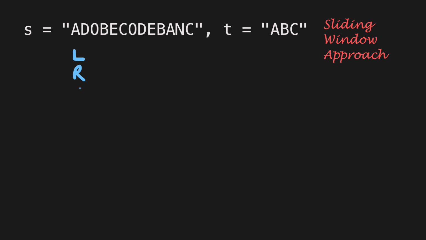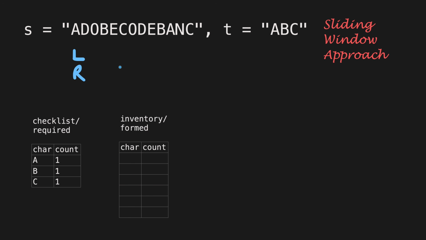So how can we do that? The answer is, just like the naive approach, we need to track the characters we need, which we get from string T, versus the characters we have. For that, we will need two frequency maps, which are nothing but hash maps. The first map stores the character requirements from string T, and we can think of it as our checklist or required map. Here, for example, we have one occurrence of A, B, and C in the checklist map, and the second map tracks the character counts inside our current window, which we can call the inventory or formed map.